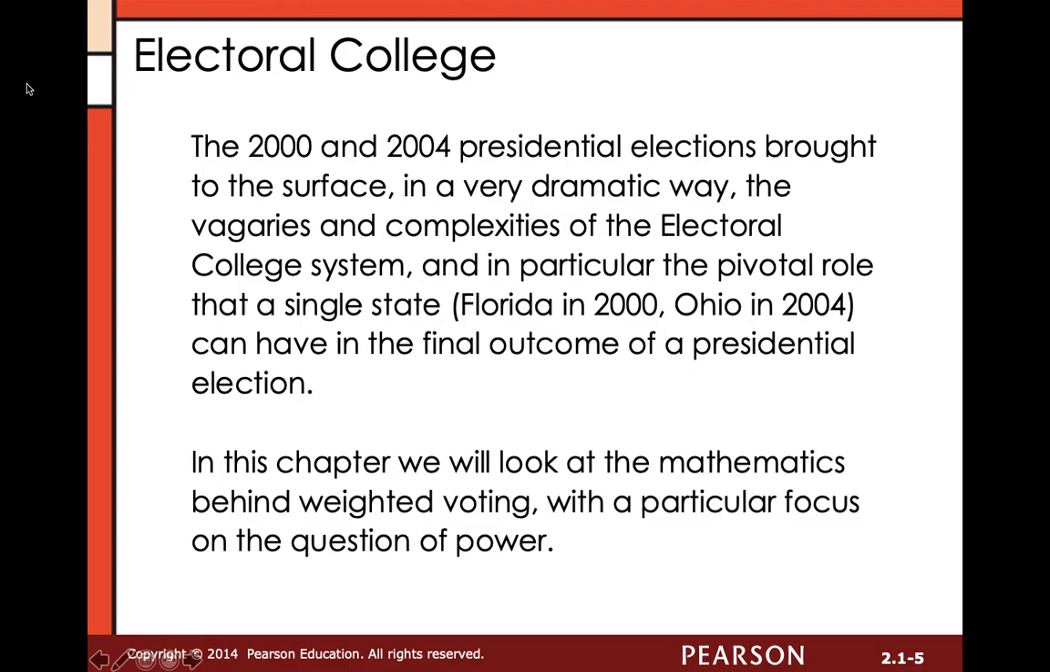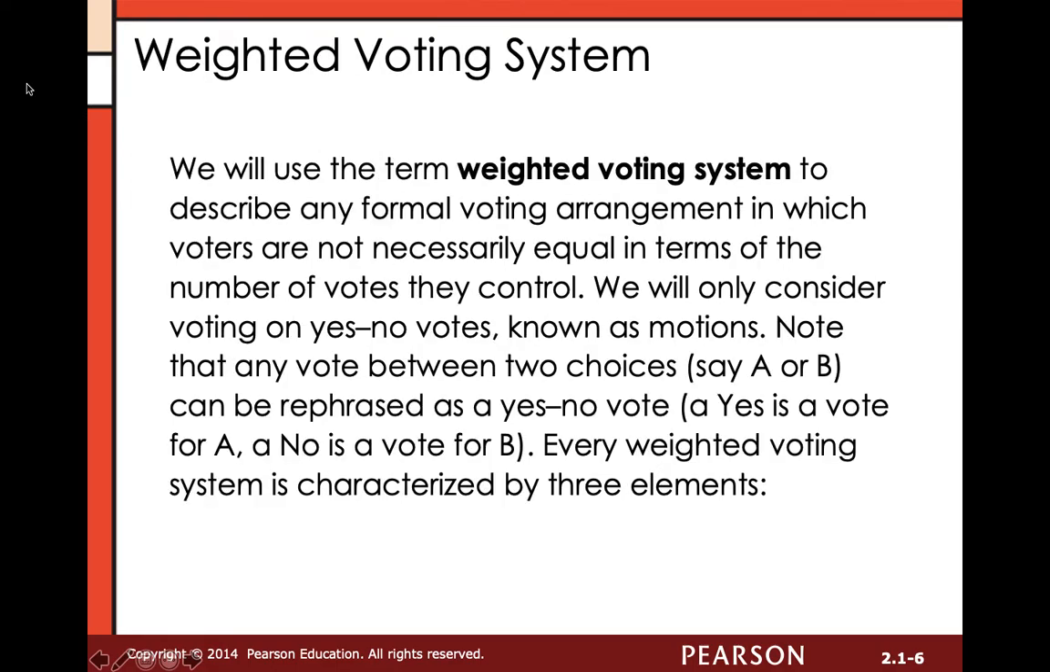Now, obviously, this has been brought into a lot more attention based on the 2000 and 2004 presidential elections, which were very, very close. It brought the Electoral College into the spotlight: how it gets used, why we use it, what its role is with electing the president, and especially the pivotal role that can happen with just a single state. So going back to Florida in 2000 and Ohio in 2004, the final outcome of a presidential election came down to how their state voted. So in this chapter, we're going to look at what the mathematics are behind this idea of weighted voting, with a particular focus on the question of what's called power.